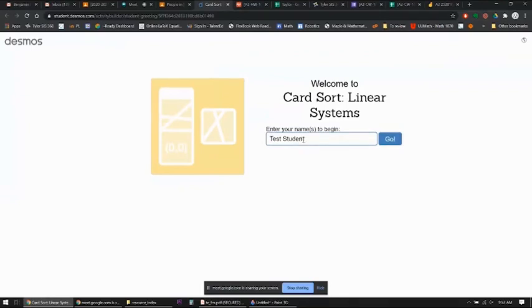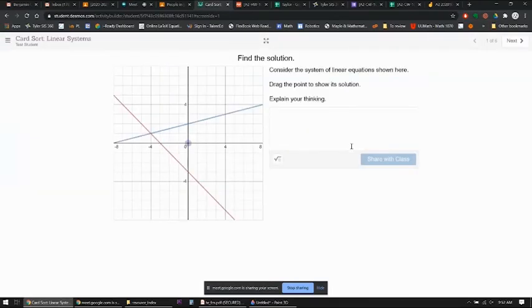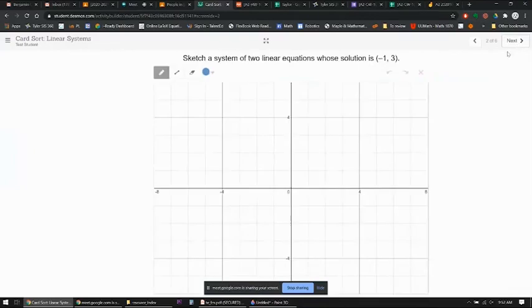Okay. Make sure your real name is in here or you won't get credit. And you click go. So I'm going to just show you what it's asking. You have six slides to do. Consider the following system of equations. Drag the point to where the solution is, and then tell me how you're thinking. So I'm going to type stuff here, click share with class, and click next.